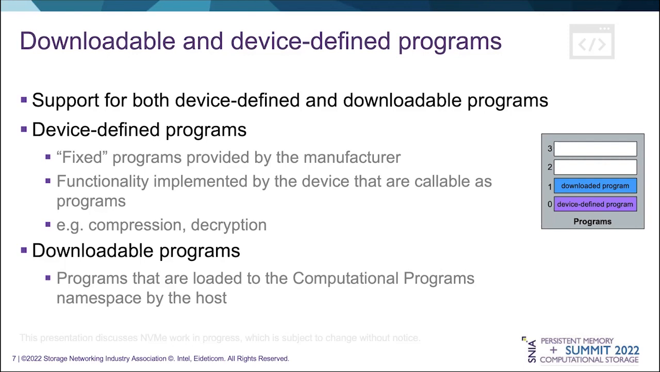The other kind is downloadable programs. So downloadable programs are programs that may be loaded to the computational namespace by the host. And I'll talk a little bit more about what types of downloadable programs we're going to support in a second.